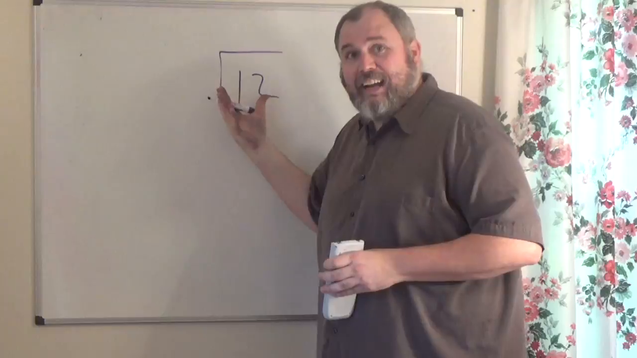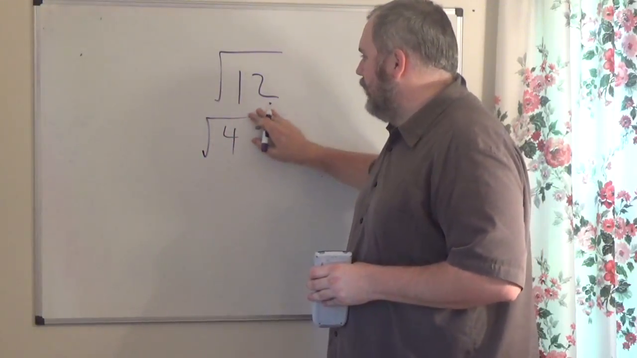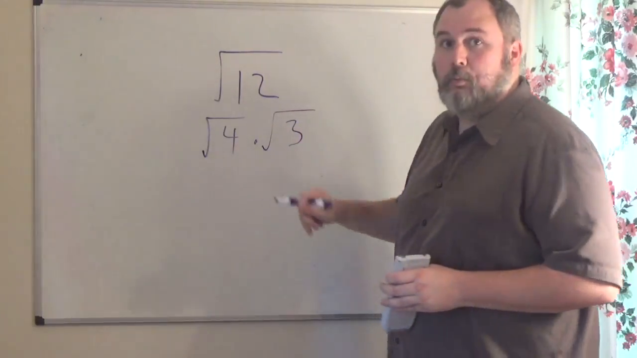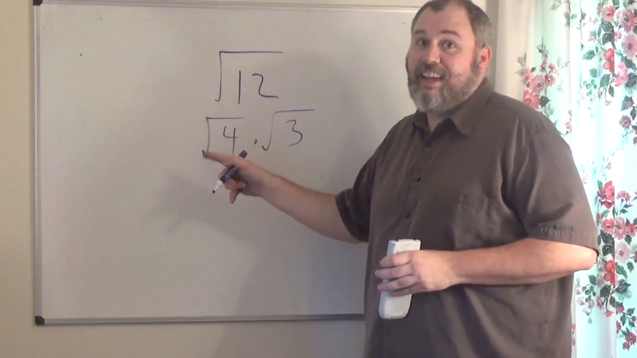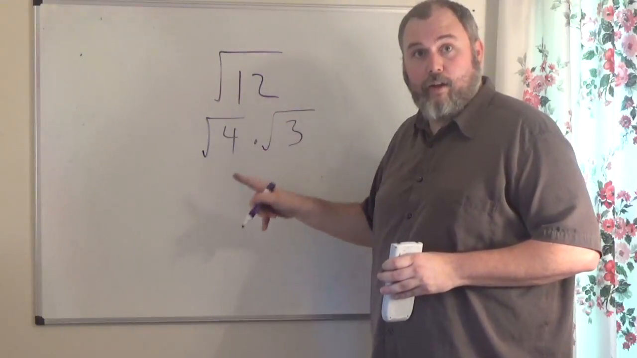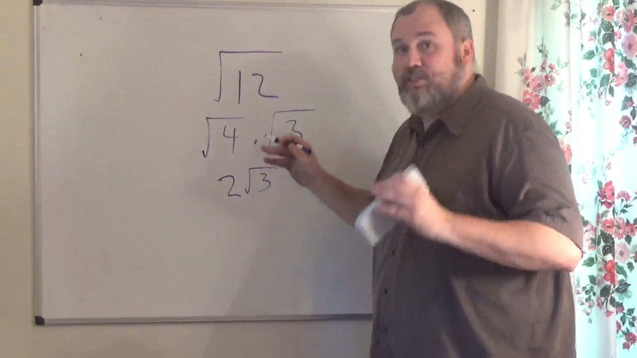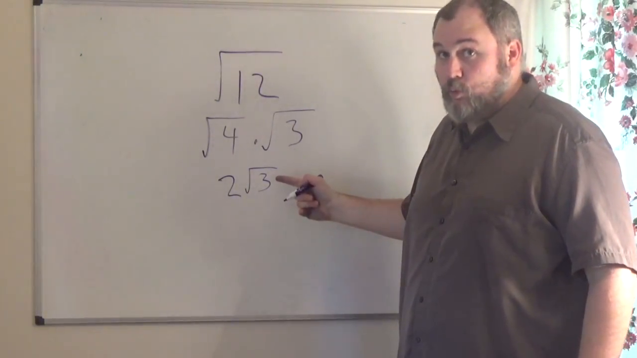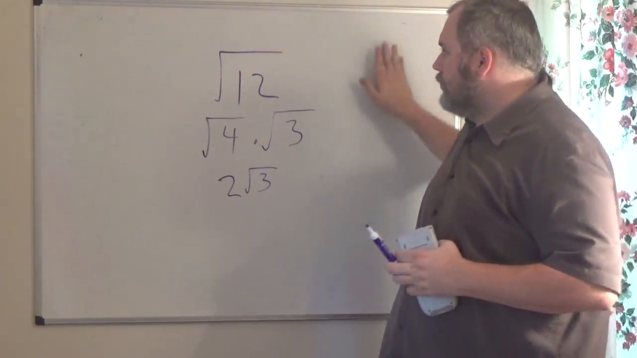So what can we factor 12 to become? You should remember that we could factor it like this. This should ring a bell. We know that 4 times 3 is 12, so the square root of 4 times the square root of 3 is the square root of 12. Well, what's the square root of 4? 2. So what's my final simplified answer? The square root of 12 is really 2 times the square root of 3. Okay, easy peasy.